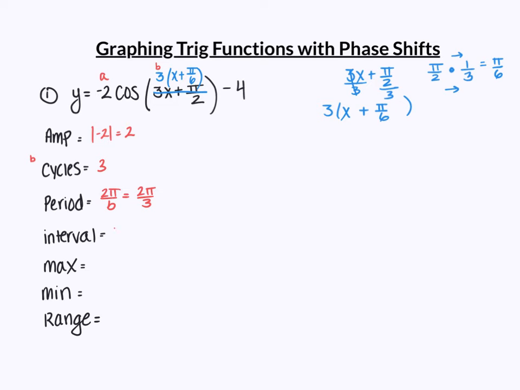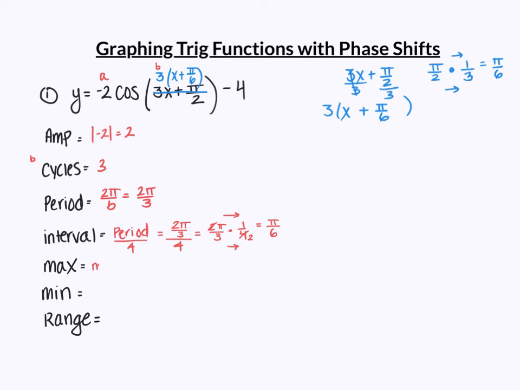My interval is defined as period over 4. So since my period is 2 pi over 3, I'm going to divide that by 4. So I'm keeping the 2 pi over 3, changing the division to a multiplication, and flipping the 4 to 1 over 4. 2 and 4 can simplify to a 2 on the bottom. And I multiply straight across. So pi times 1 is pi, and 3 times 2 is 6. So my interval is pi over 6.